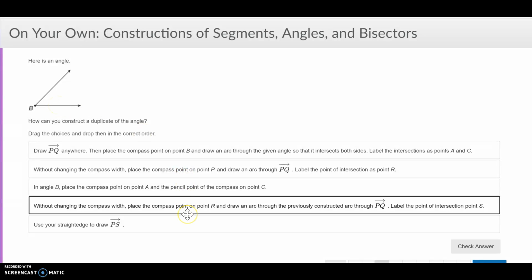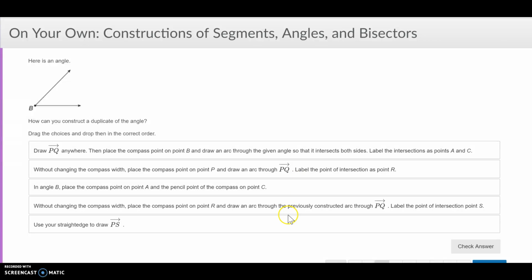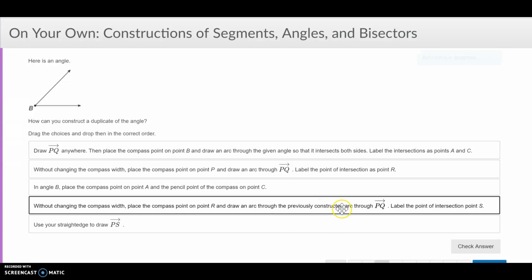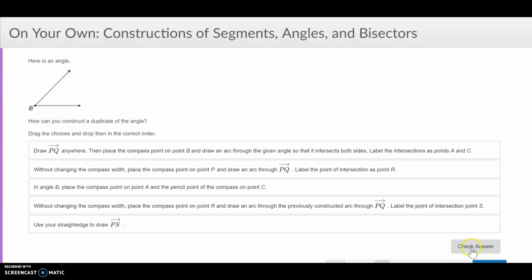Now, without changing the width, place the compass on point R. That's where we intersected ray PQ. And through the previously constructed arc, draw an arc that goes through there and label that point S. And then we use our straight edge to draw ray PS.